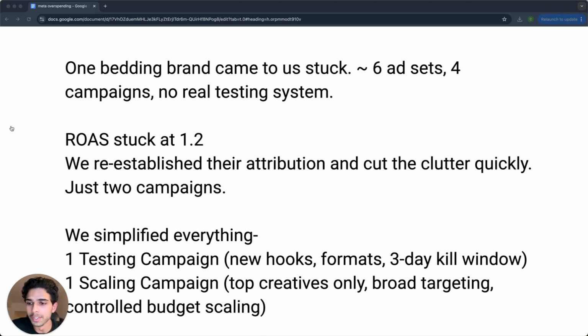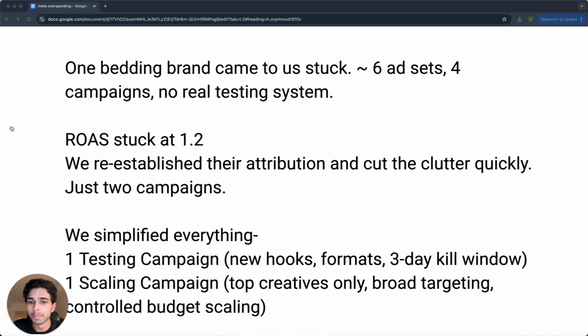So after we reestablished their attribution, we cut their ad sets down to literally less than $1,000 a month. Like, that was the run rate. We went back to all of their previous year's data, looked at every single customer coming in, and we reestablished what we thought would be the most optimal strategy for them at their size. And that was 2 ad sets. This is a really good strategy if you are still under 20, 30,000 a month in revenue, because it basically means that you haven't found a massive level of scale yet. So we simplified everything to 1 testing campaign, 1 scaling campaign.